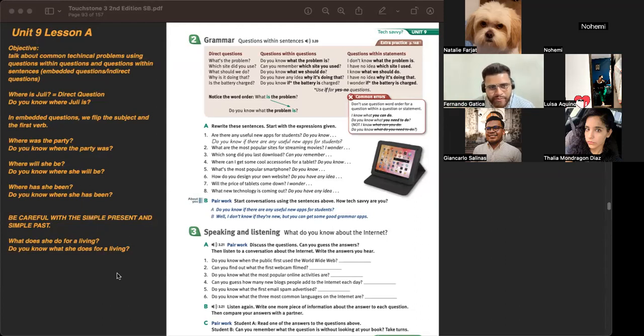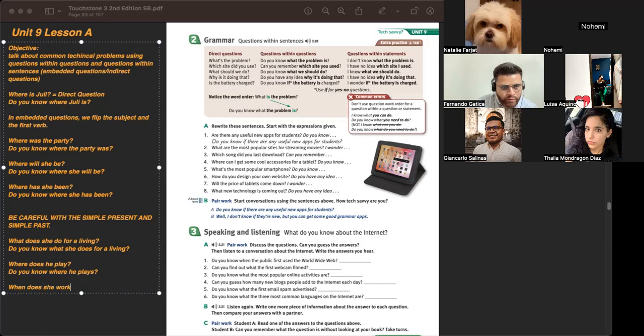Les voy a dar otro ejemplo y si ustedes van a hacer uno. Where does he play? ¿Dónde juega? Do you know where he plays? ¿Sabes dónde juega? Igual, eliminamos does y ajustamos el verbo y le hacemos tercera persona singular. Now it's your turn. ¿Cuándo trabaja? Do you know class? When she works. She works. Do you know when she works? Exactly.